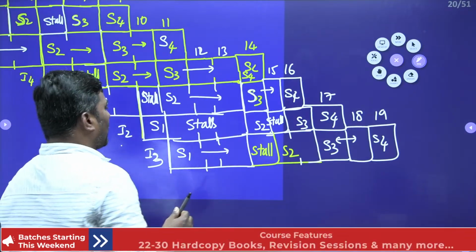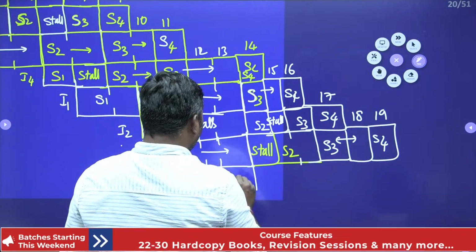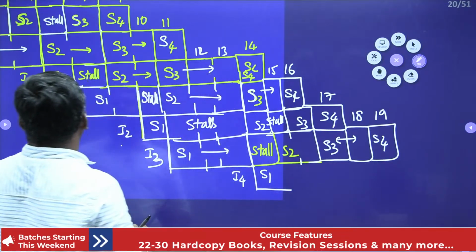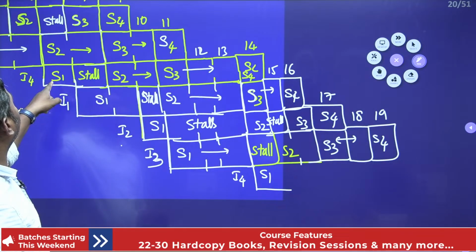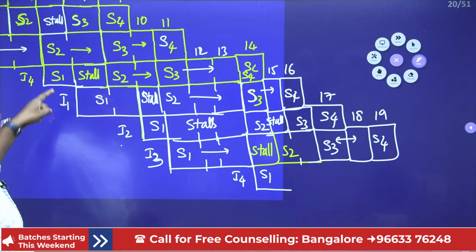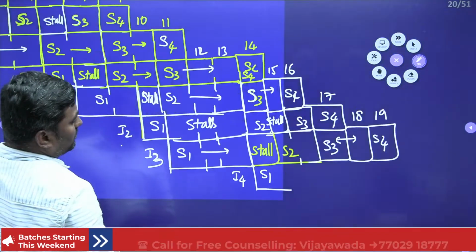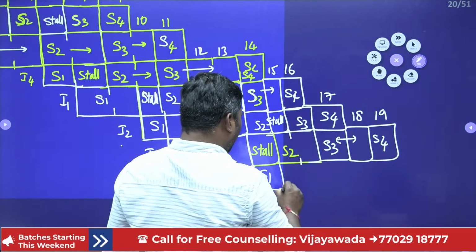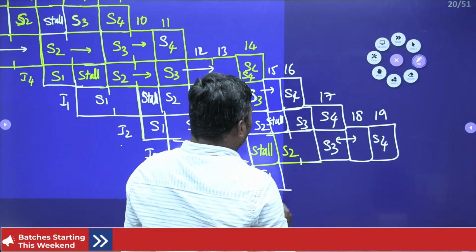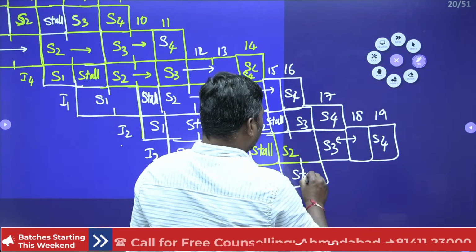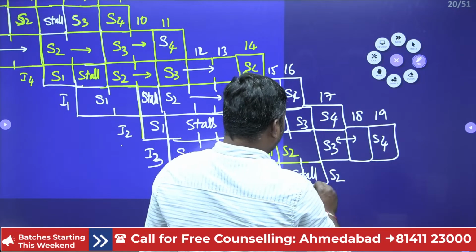Now I4 has to be scheduled. I4 can be scheduled here only, at S1. How many clock cycles does I4 need in S1? Only 1 clock cycle, right? Then it completes here. Can I use S2? No, S2 is busy until this point. These are stalls only.